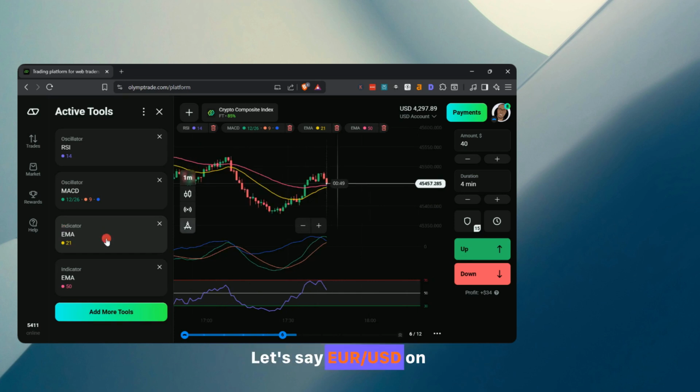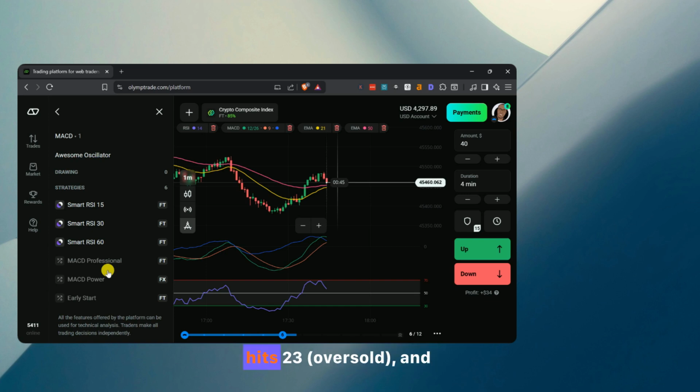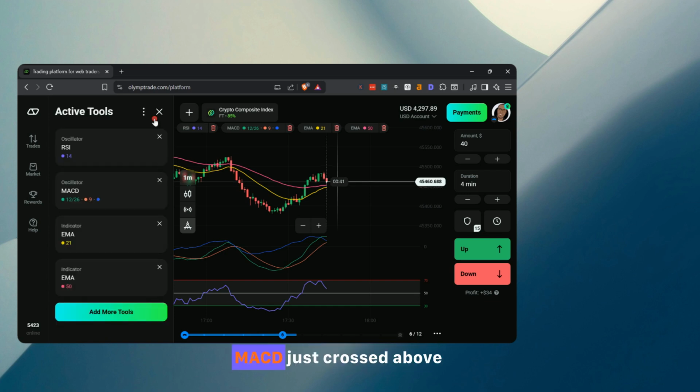Let's say EUR/USD on Olymp Trade. EMA shows uptrend, RSI hits 23, oversold, and MACD just crossed above its signal line. That's a buy signal with all three indicators aligned.